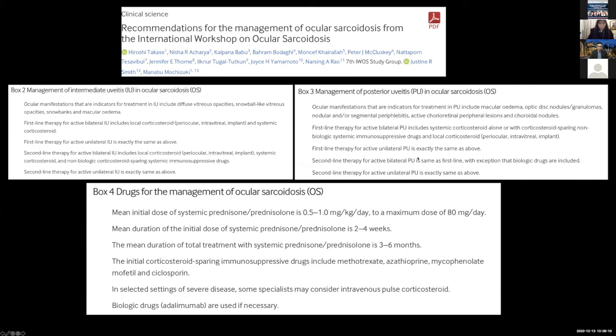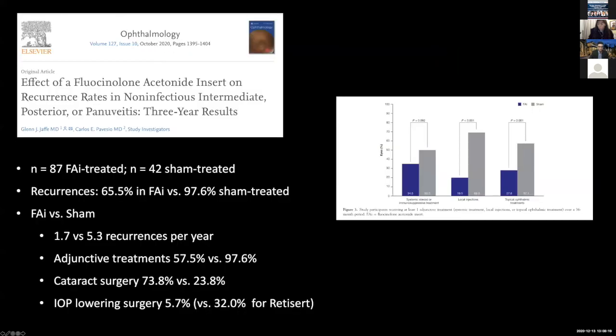There was also the 3-year results from the sustained release fluocinolone acetonide insert. And this was the registration clinical trial. There were 87 eyes that were treated with this insert, which is designed to release fluocinolone in a sustained release manner over 36 months, and 42 eyes that were sham treated. And overall, they found that there was a reduction in recurrences. But even despite that, over 60% of eyes that were treated with the fluocinolone implant had a recurrence over 3 years. There was a substantial reduction in adjunctive treatment.